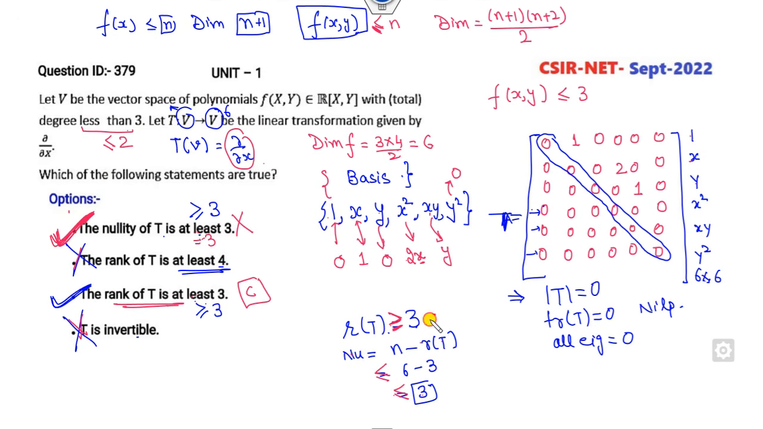Because if I say rank is 4, then definitely nullity is less than 3. No, it's nullity less than at least 3. It's a greater than sign, but we need a less than sign. So definitely this is not the right answer. The right answer is C only. That's correct.